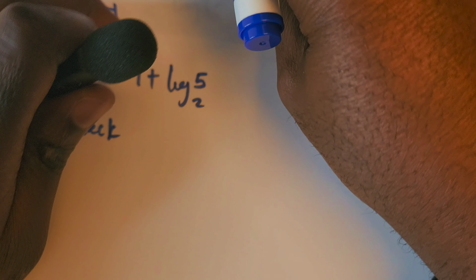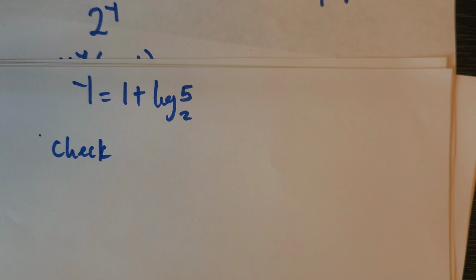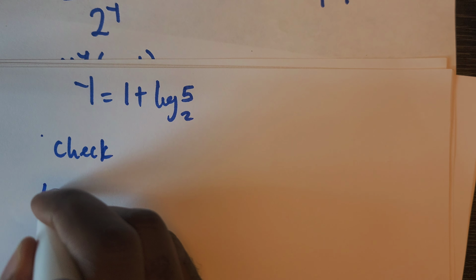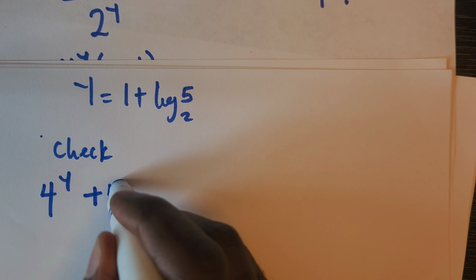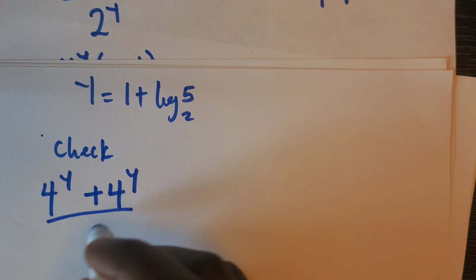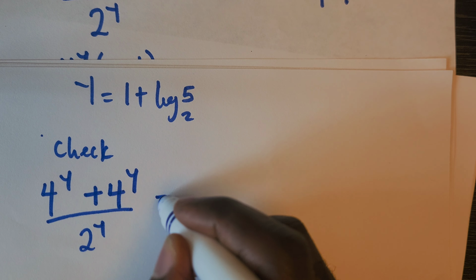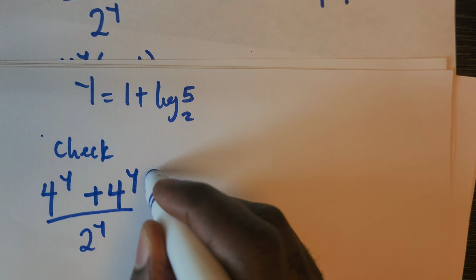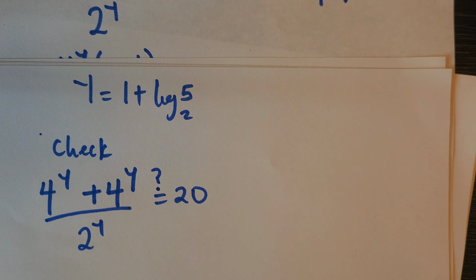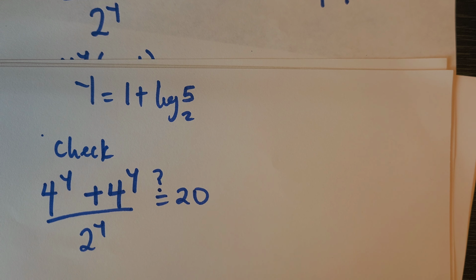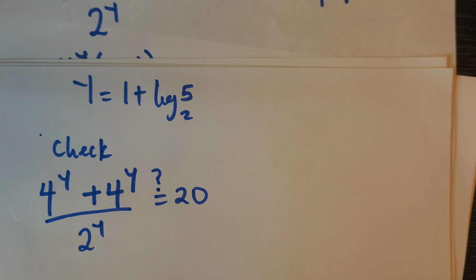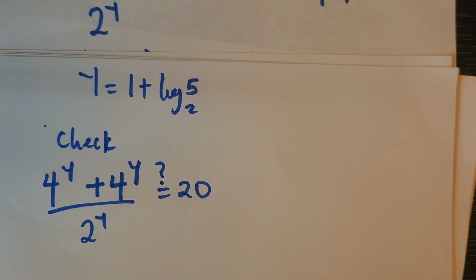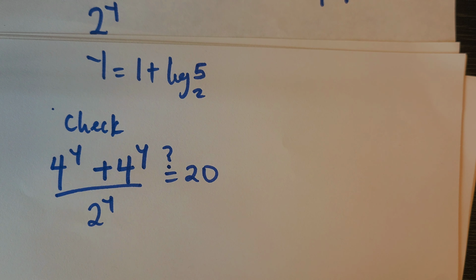Recall that the problem we have initially is 4 to the power of y plus 4 to the power of y over 2 to the power of y equals 20. So we want to confirm if this is actually true. This is what we want to do. Now I'm going to plug in this value of y into this given problem to see if it is actually going to be equal to 20.